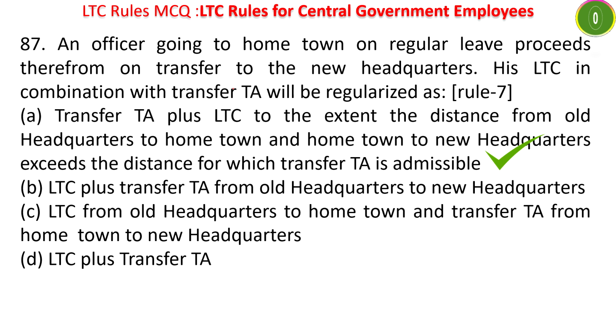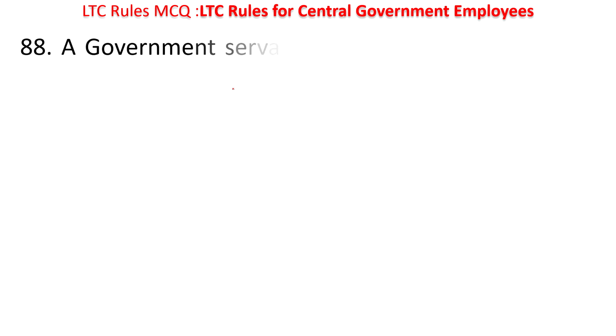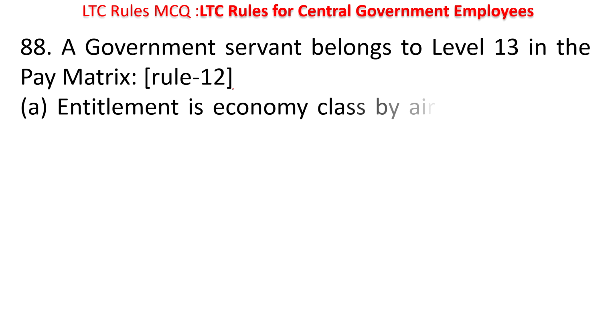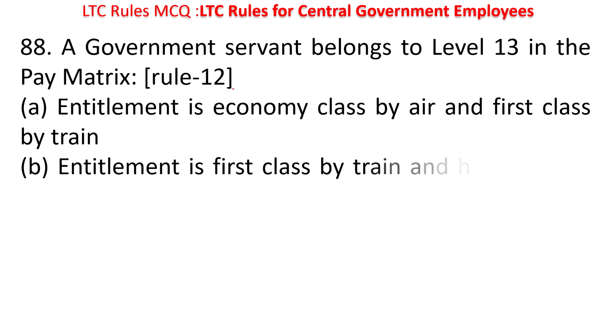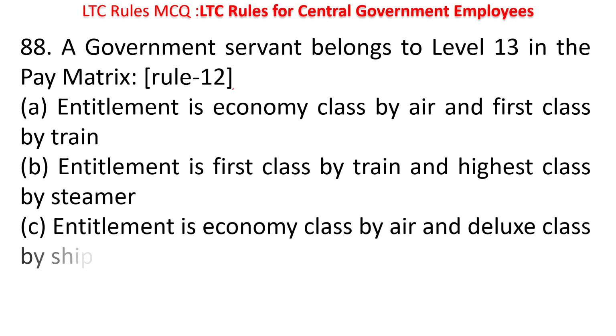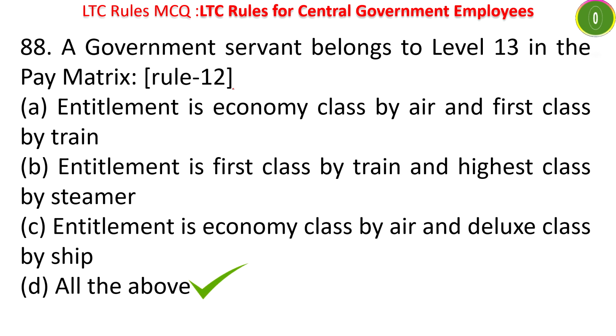hometown and hometown to new headquarters exceeds the distance for which transfer TA is admissible. Next question. A government servant belongs to level 13 in the pay matrix. Entitlement is economy class by air and first class by train. Entitlement is first class by train and highest class by steamer. Entitlement is economy class by air and deluxe class by ship. All of the above. The time starts now. Level 13 officer, pay matrix. What is his entitlement? The answer is all of the above are correct.